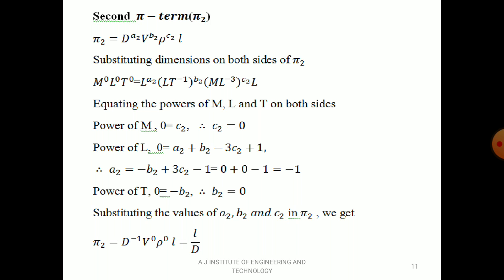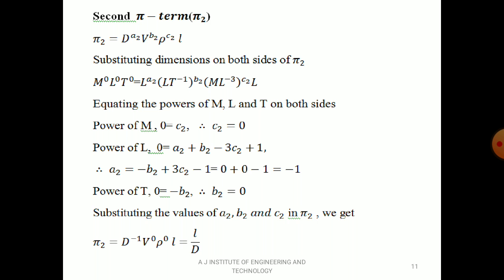Then equating the power of L, L to the power 0 on left hand side, L to the power a2, L to the power b2, L to the power minus 3c2, L to the power 1 on right hand side. So we can write expression as 0 equal to a2 plus b2 minus 3c2 plus 1. Then equating the power of t, t to the power 0 on left hand side and t to the power minus b2 on right hand side. So 0 equal to minus b2, therefore b2 equal to 0.